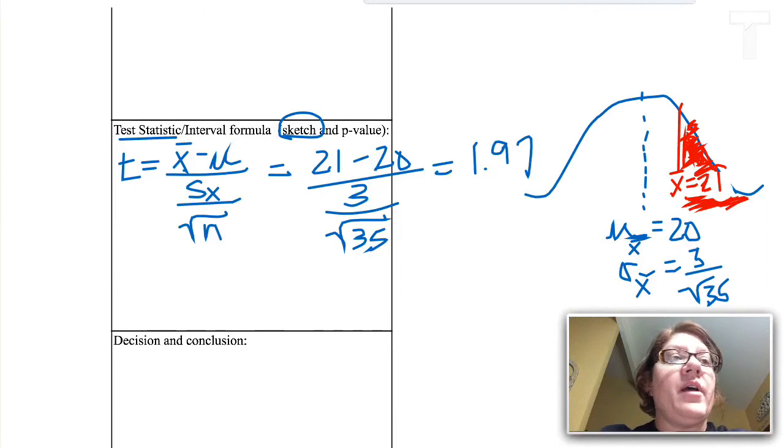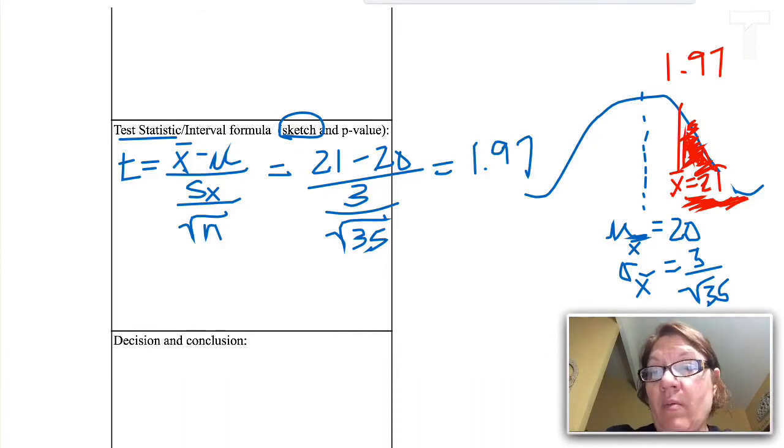So I just found out that the number of standard deviations away is 1.97. Probably not, I don't know if that's going to be reason for concern. So what I'm going to do, following number 2 on your calculations, is find the p-value for that.